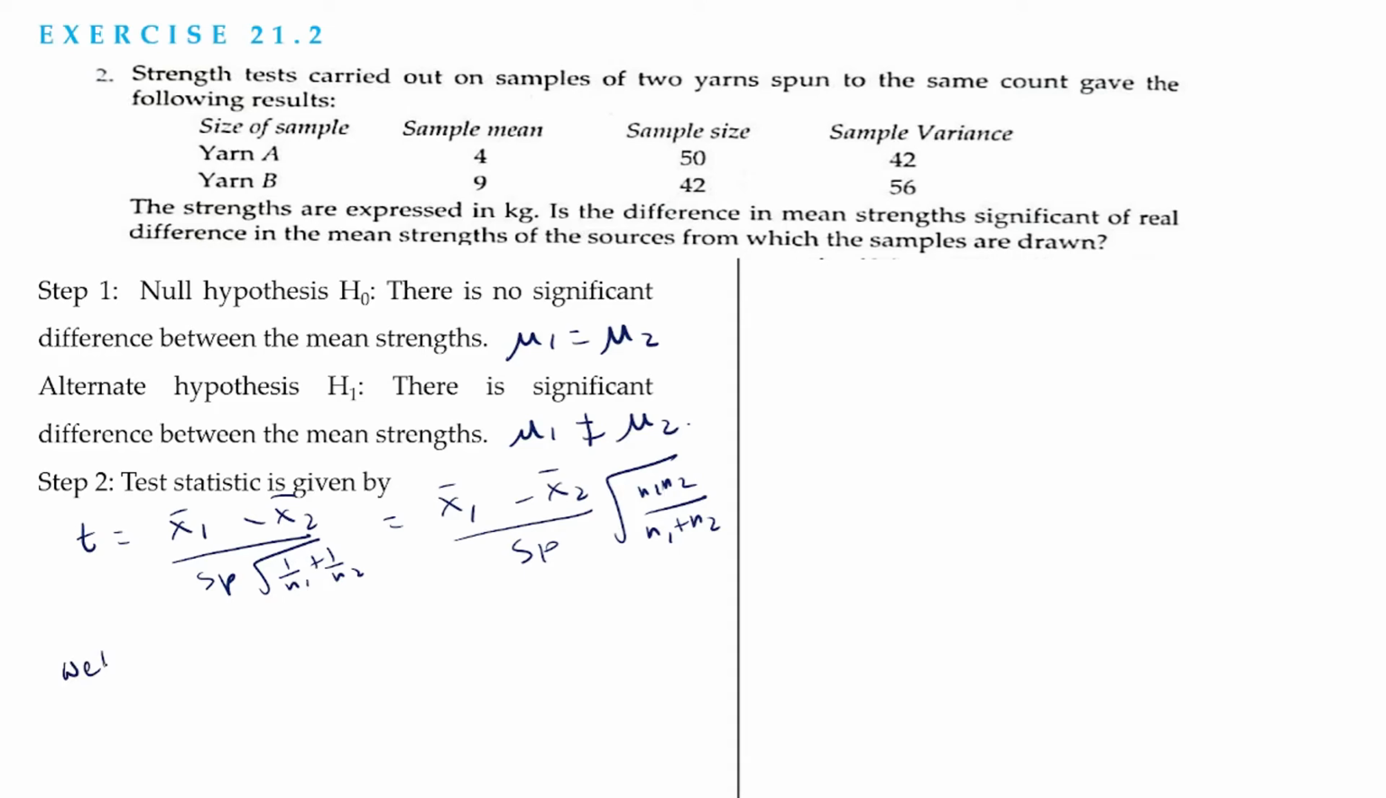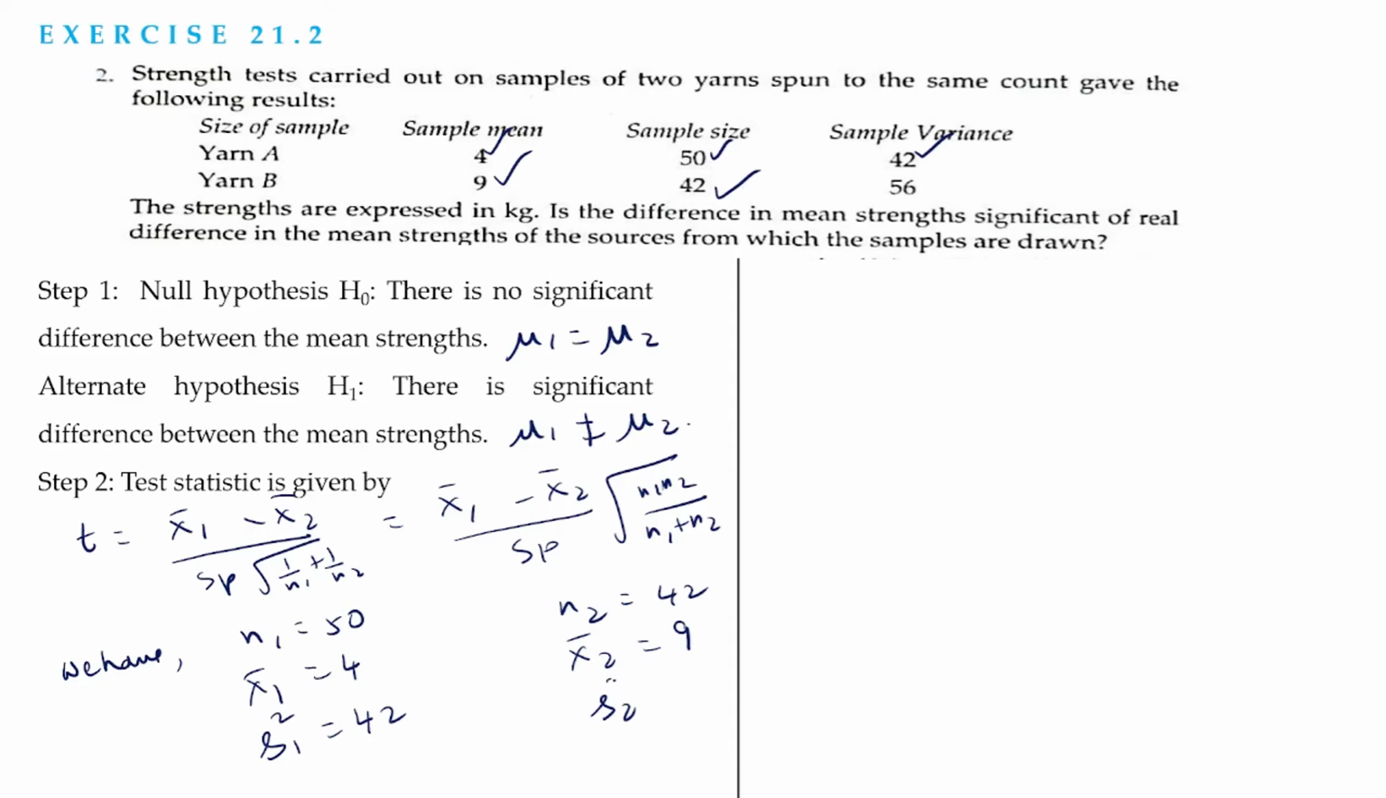So we have n1 equal to 50, n2 equal to 42. So this is the sample size. And then x1 bar equal to 4, it is given here. x2 bar is 9. And then the sample variance is given. S1 square is given directly, it is 42, and S2 square is 56. So everything is given here.